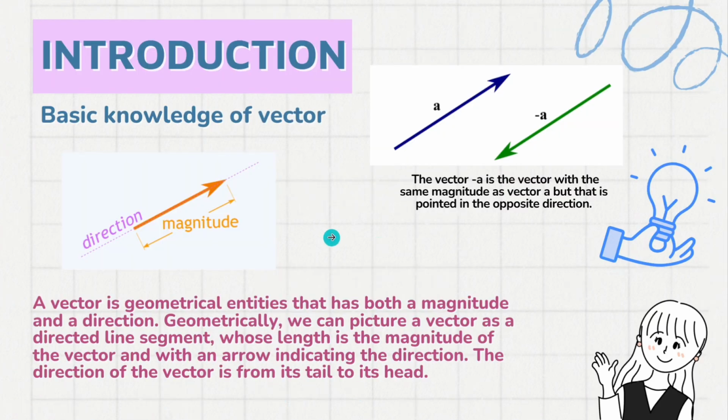I'll be first introducing some basic knowledge about vectors. A vector is a geometric object that has both magnitude and direction. In this line, the length of the arrow represents the magnitude of the vector, and where the arrow is pointing represents the direction. As a vector only represents magnitude and direction, negative a is a vector that has the same magnitude as this blue arrow vector, but it is pointing in the opposite direction.